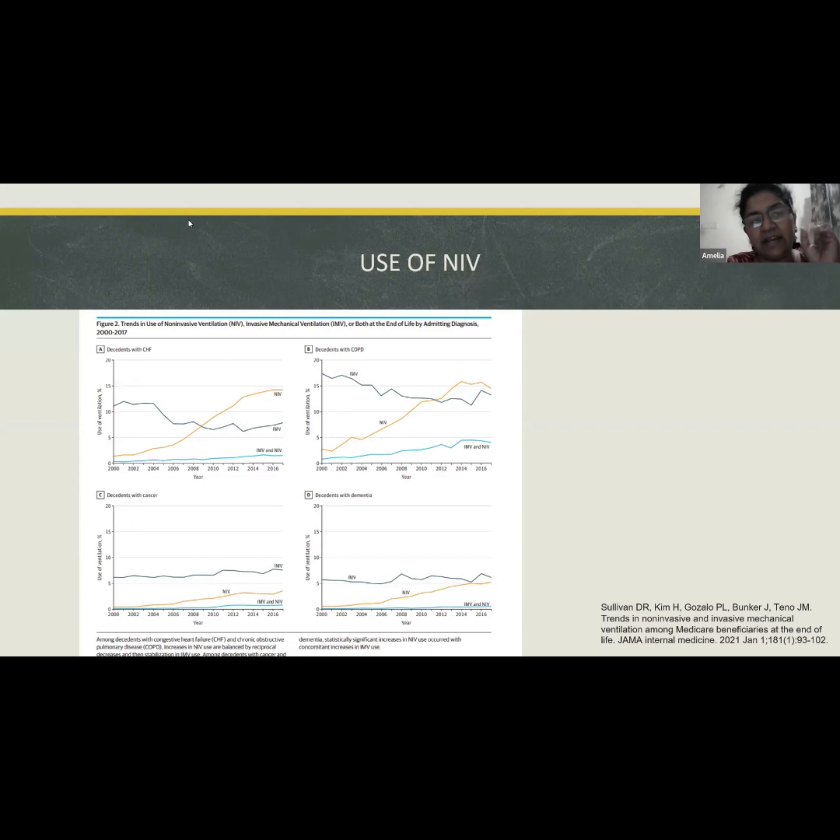Most of the studies that are out there are to find out if NIV can actually prevent a person from going on to invasive mechanical ventilation. So these are the statistics from that. But if you have to look at it from the palliative perspective, you have to look at all these features. Otherwise, NIV provision, especially towards the end, is not going to be helpful.